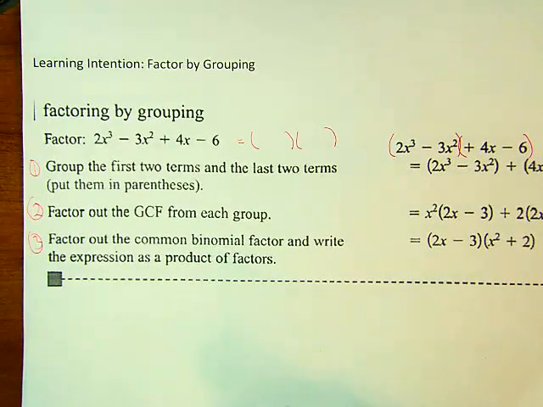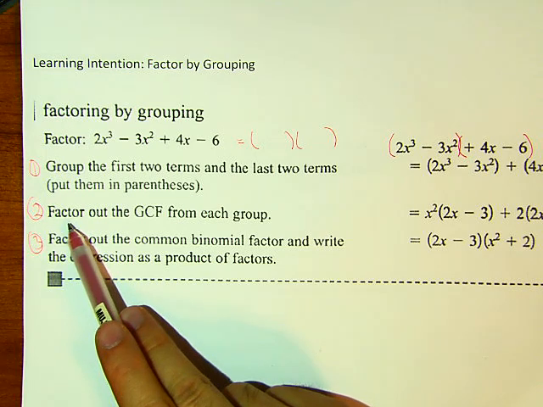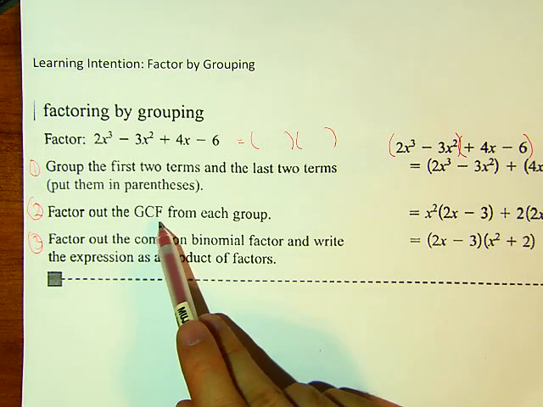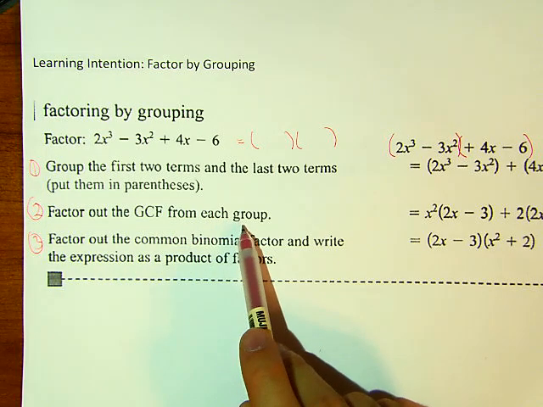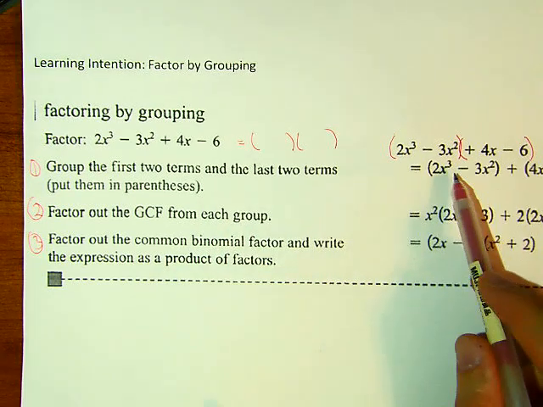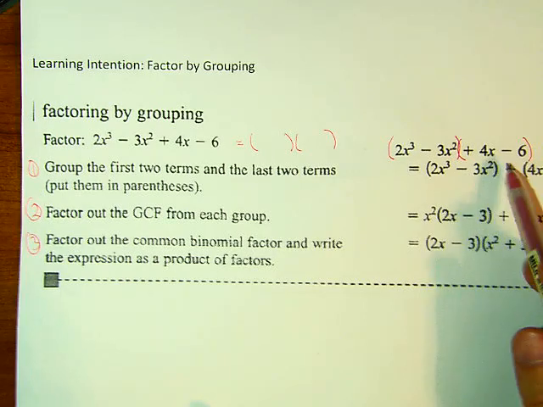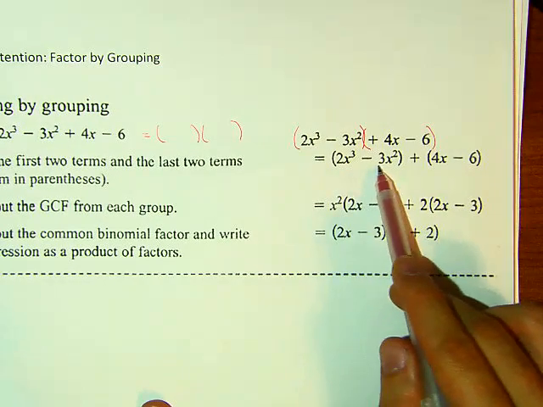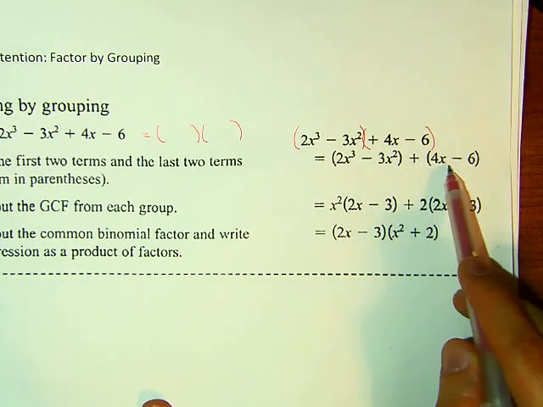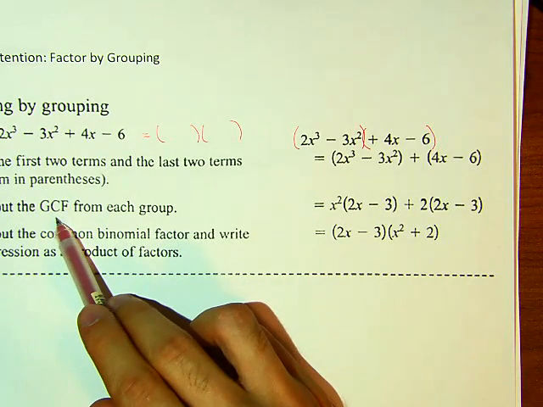What's the second move? It's telling you to factor out the GCF from each group. Okay? This is a group. This is the first group. This is the second group. Whoops. This is the first group. This is the second group. What is it telling you to do? It says factor out the GCF.